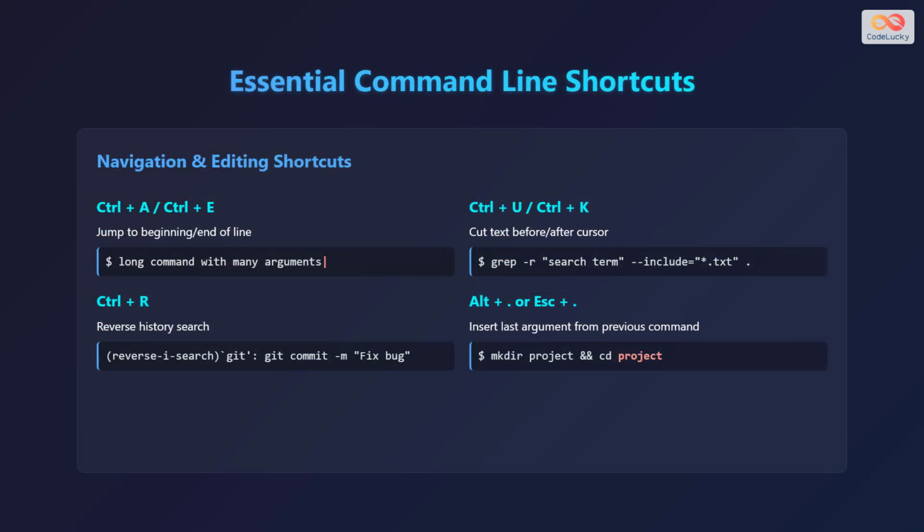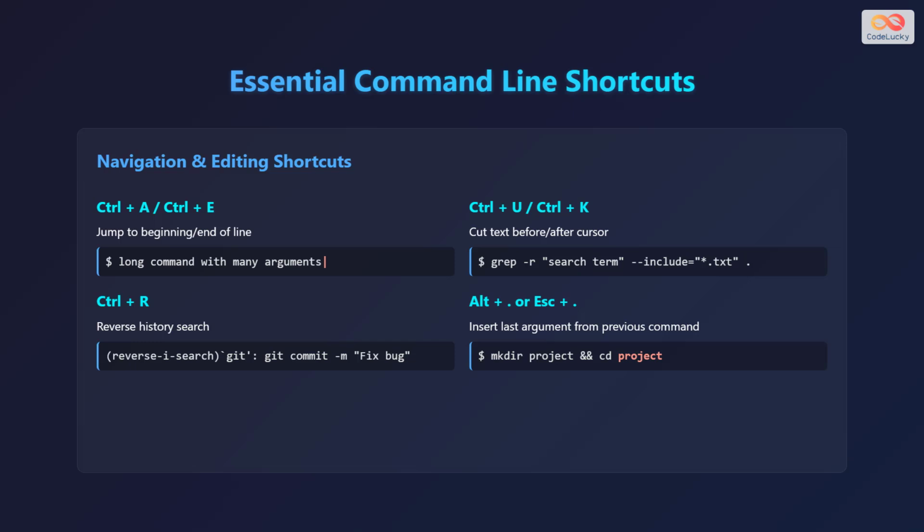Let's explore essential command line shortcuts. Ctrl+A or Ctrl+E will allow you to quickly jump to the beginning or the end of the current line. If you are typing a long command with many arguments and your cursor is somewhere in the middle of it, pressing Ctrl+A will move the cursor to the start of the line, while Ctrl+E will move it to the end.